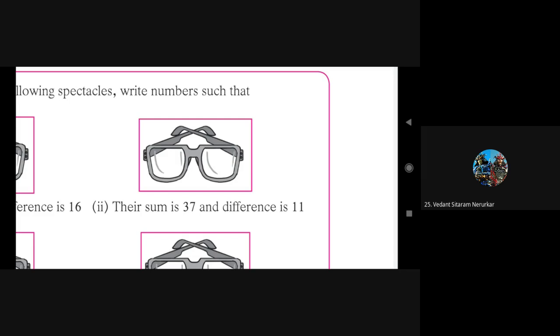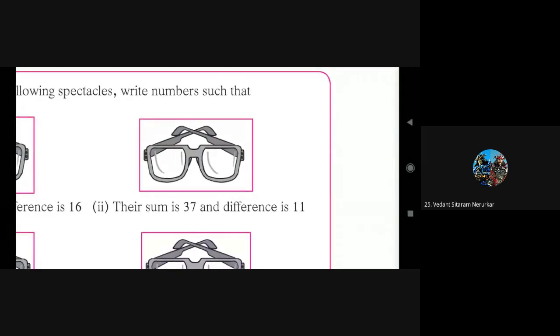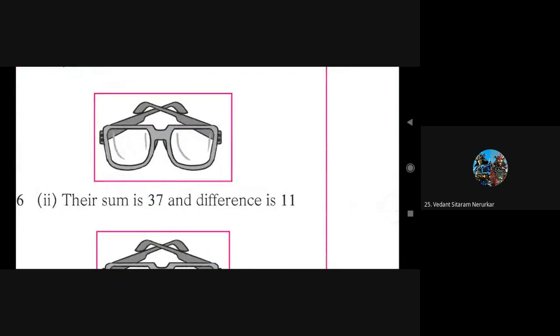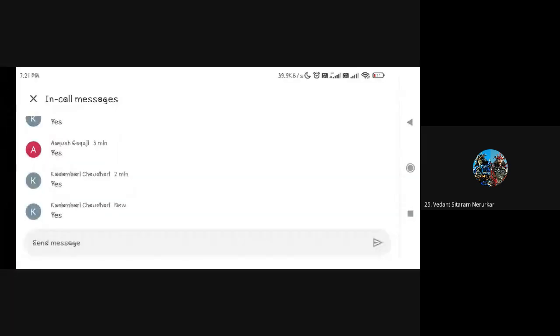Can you tell me, which two numbers have a sum of 37 and a difference of 11? Can you find this out, if anyone can? See, I will repeat the question again. Their sum is 37 and difference is 11. Can you find out? I'm waiting for your answers. If no, you can simply put no in the chat box. How many of you can find out?